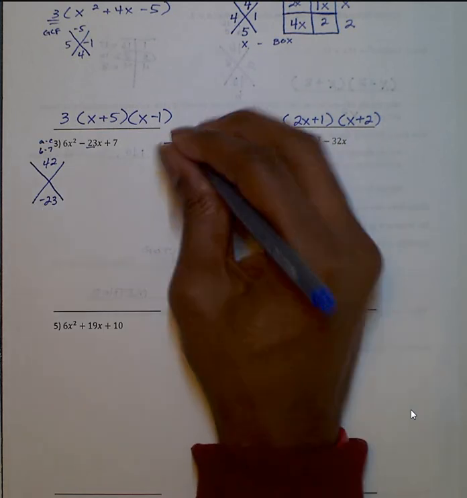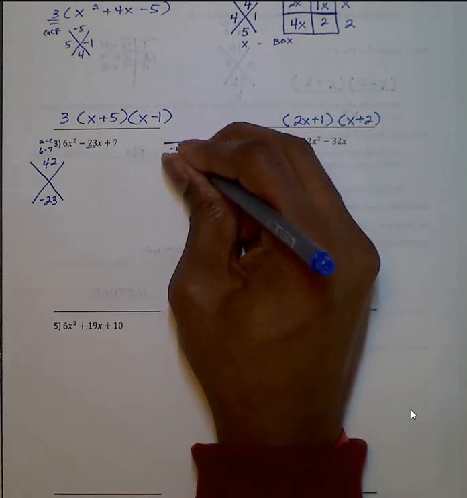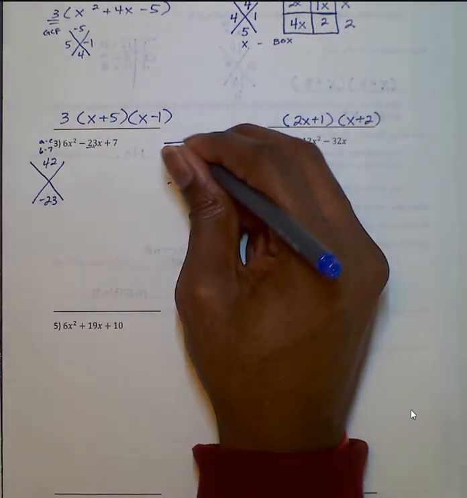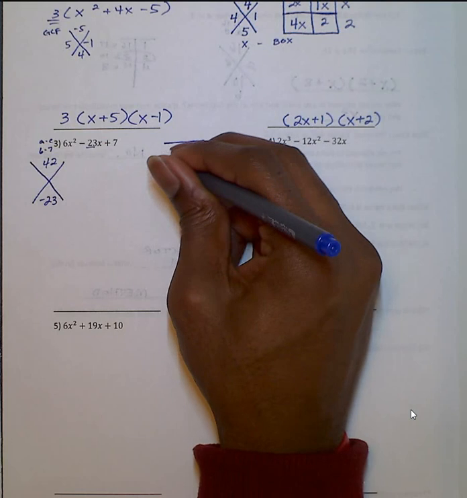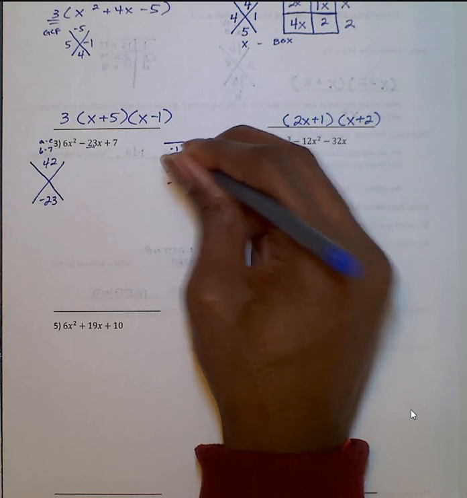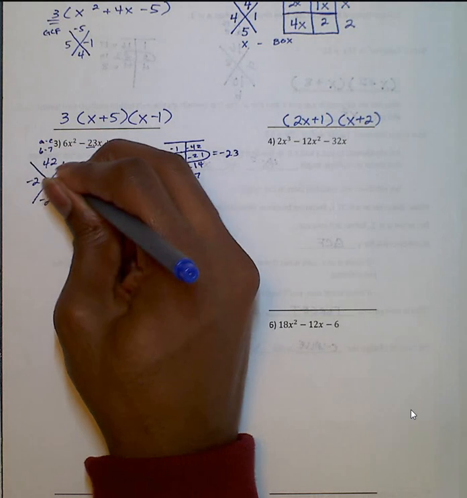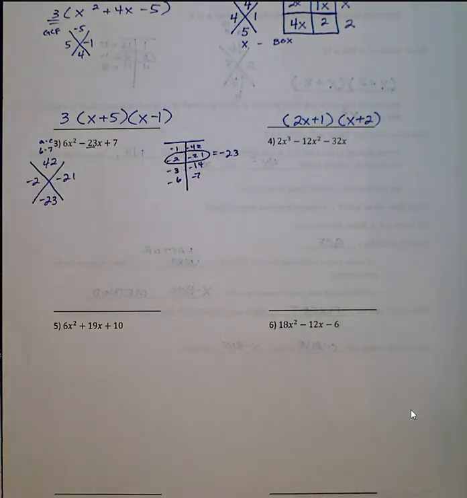So, negative, negative. As I go through and look at the possibilities, this is really the only one. Negative 2, negative 21 gives us negative 23. So, negative 2, negative 21. We completed our x. And now we'll go through our box.